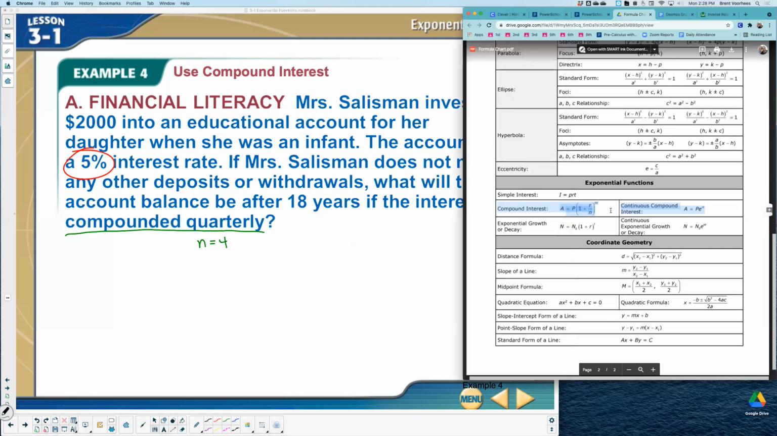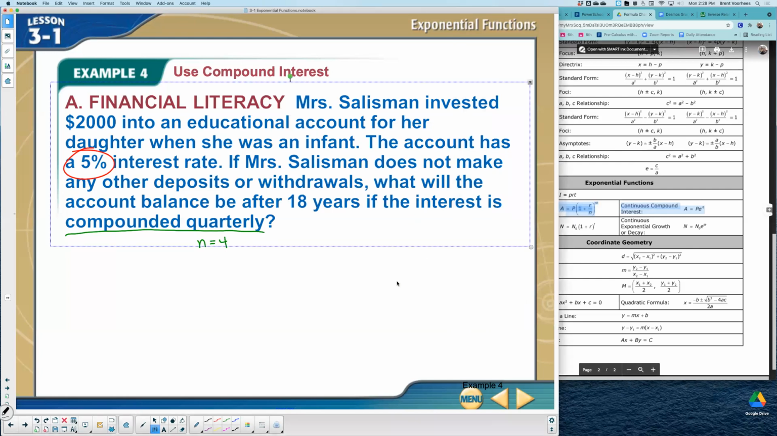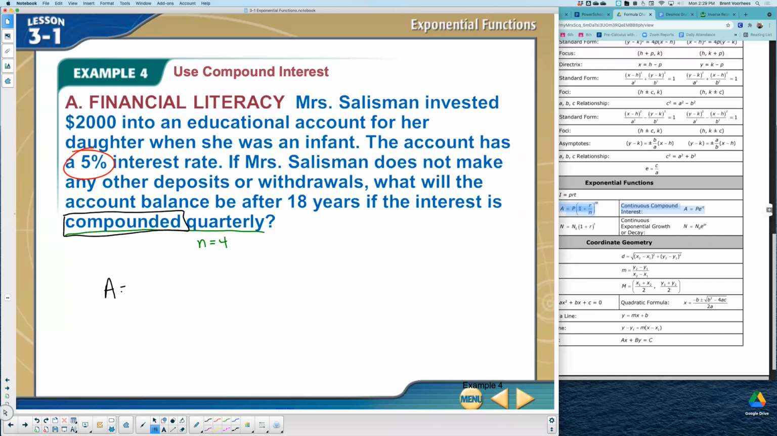Anytime, by the way, for these two formulas, I know I haven't explained the second formula yet. Anytime you see the word compound, you know you're using the formula on the left side of the formula chart. I'm saying that because there are 2 formulas we'll be using. And so we're going to use this formula here.